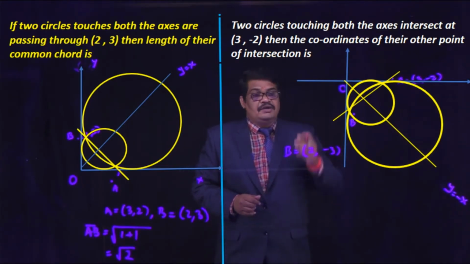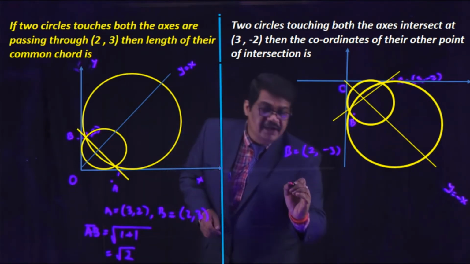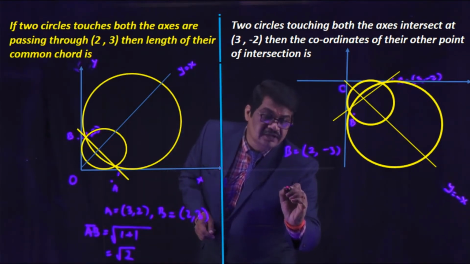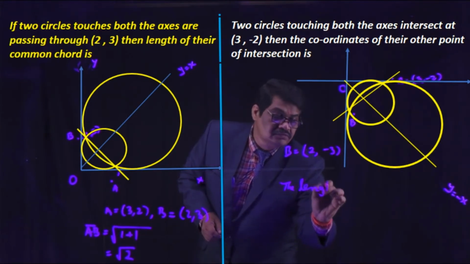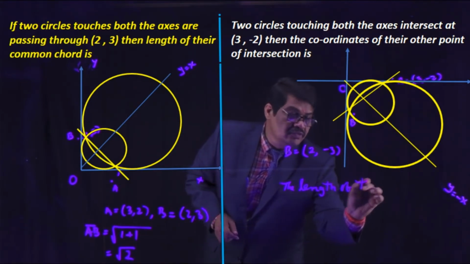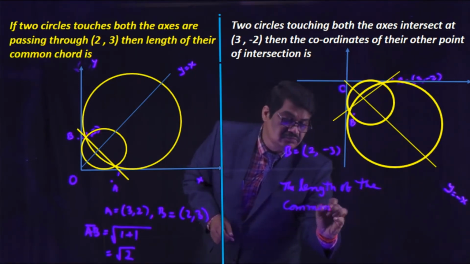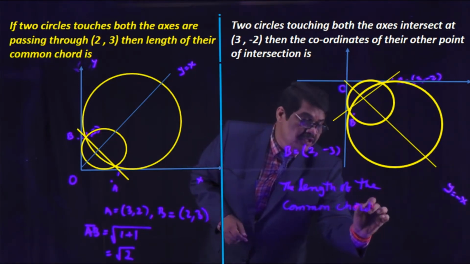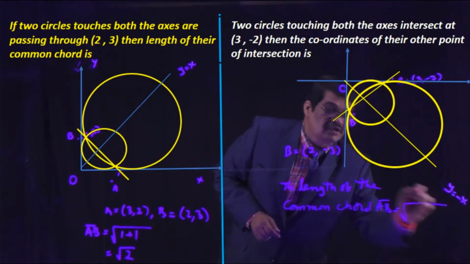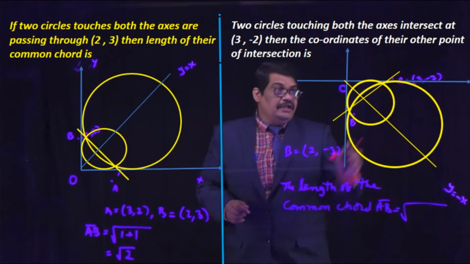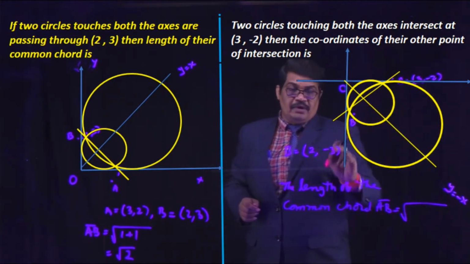So we know the coordinates of A and B. Then we can get the length of the common chord. The length of the common chord AB is the distance between these two points. Here A is (3, -2) and B is (2, -3).